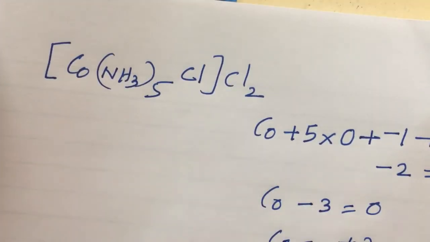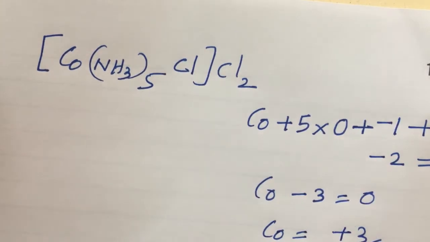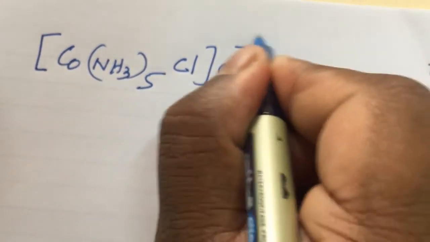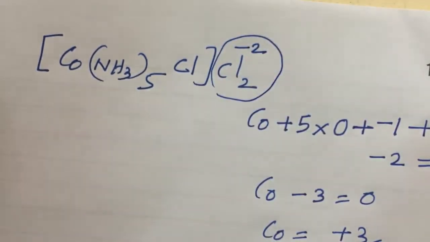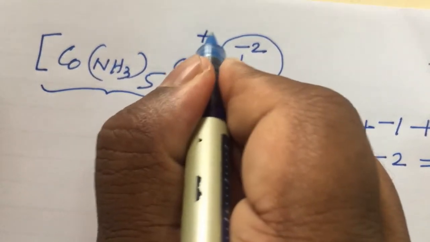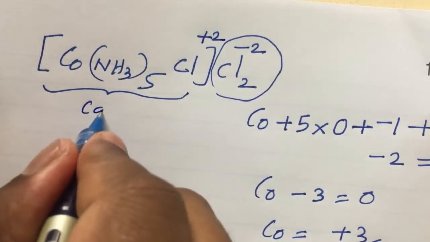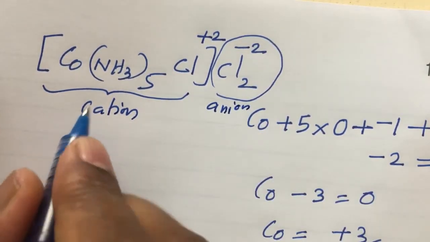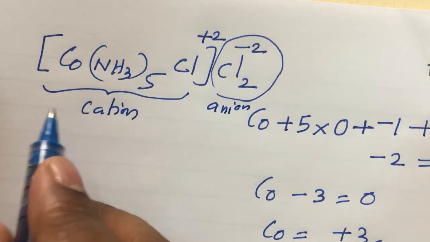Now next step, find out the positive and negative part. 2 chlorine, minus 2. So this charge is minus 2. If it is minus 2, what about the charge of the coordination sphere? Plus 2. So this is the cation, this is the anion. So the complex is a cationic complex, a cationic coordination entity.